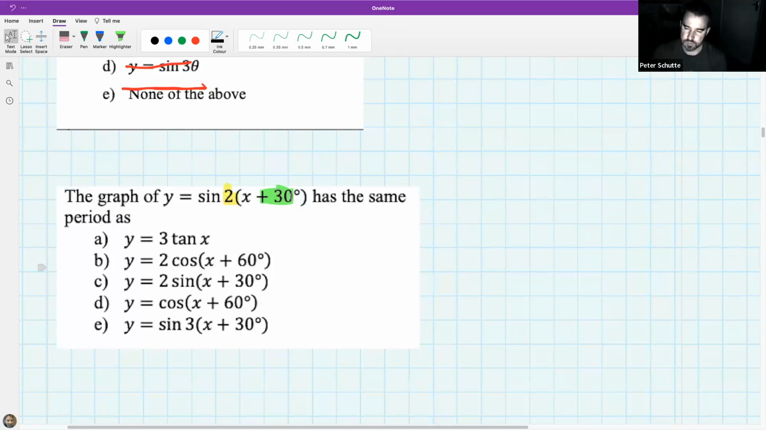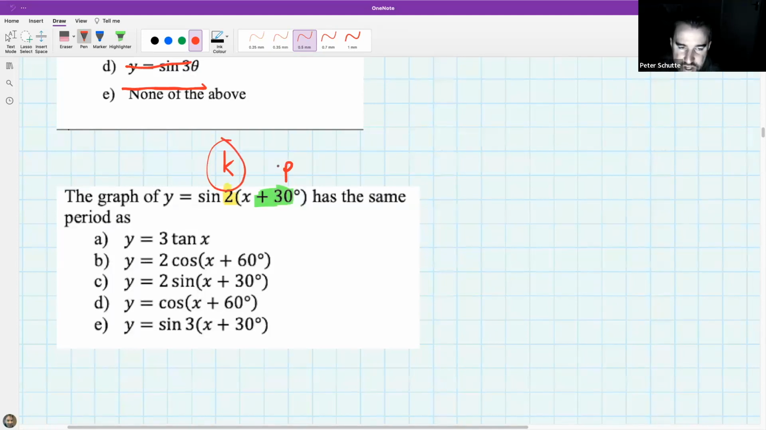Okay, so the green one, you've correctly identified the horizontal shift. So this is the plus P value. It's a horizontal shift. The 2 over here, that is like the K value. So this is period change. And so the K is the period change, and the horizontal shift is the value over here of the P.